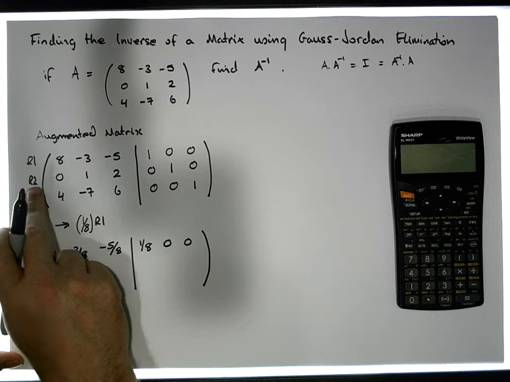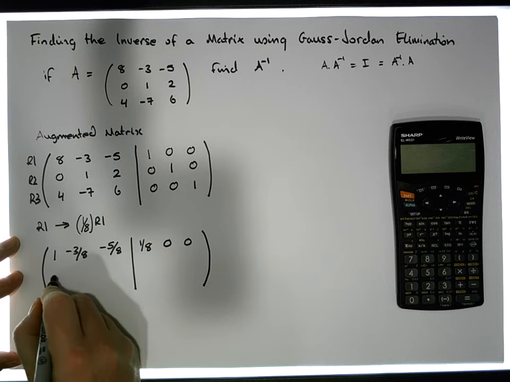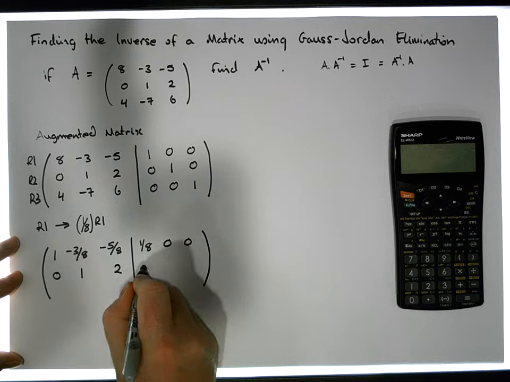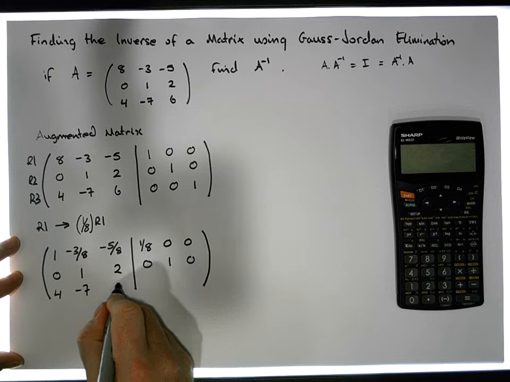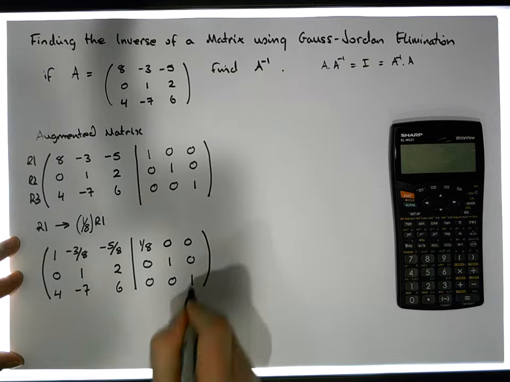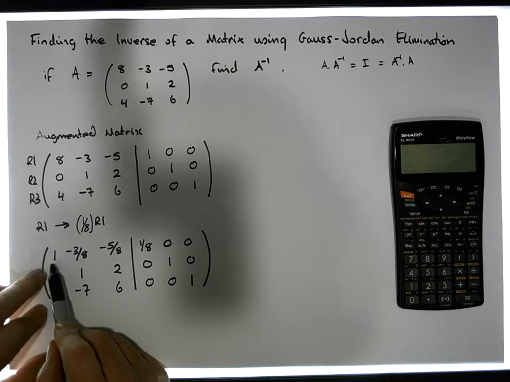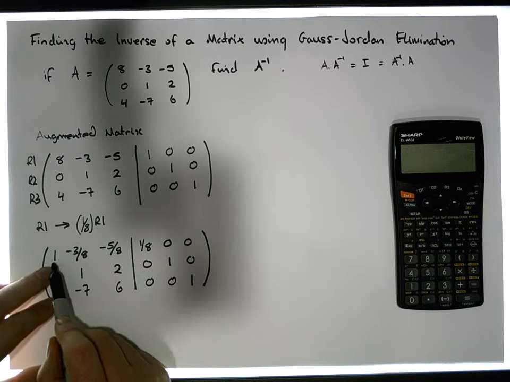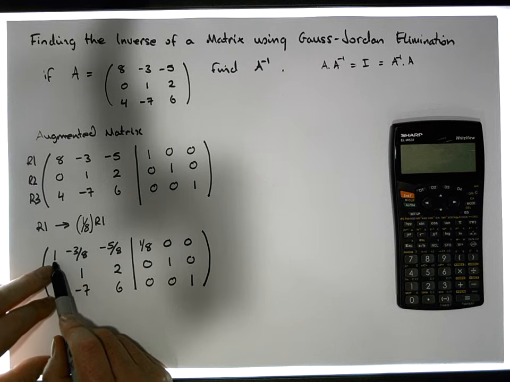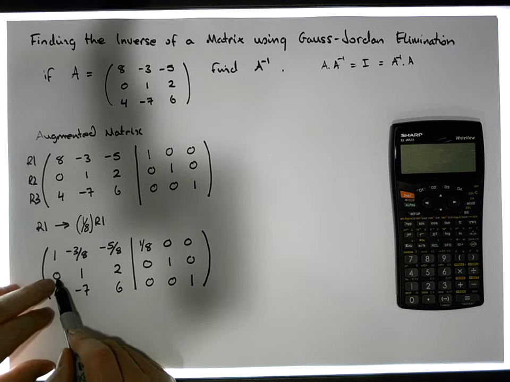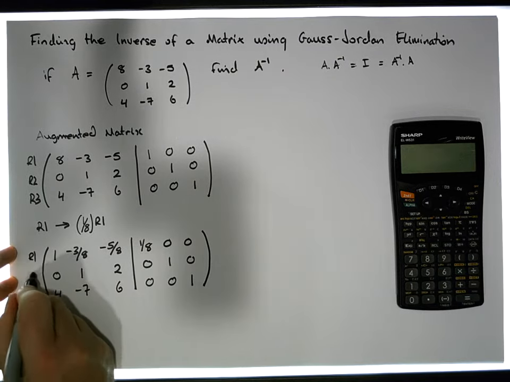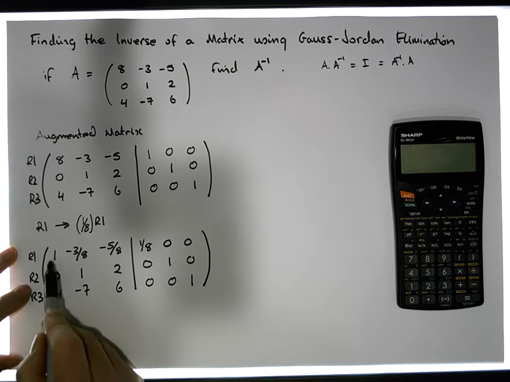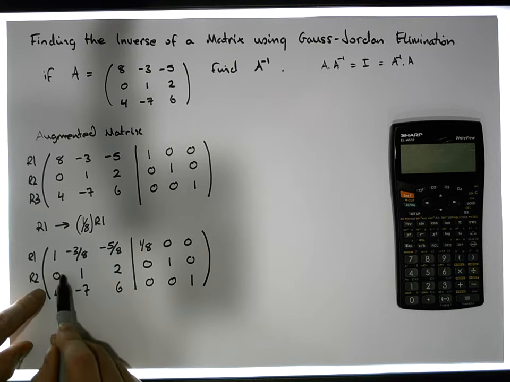We didn't do any operation on row 2 or row 3, so they remain the same. That remains as 0, 1, 2, 0, 1, 0, and 4, minus 7, 6, 0, 0, 1. Now that we've converted the first pivot point, the first entry on the first row, into a 1, we proceed through elementary row operations to convert every entry underneath this pivot point to a 0. Don't forget, this is row 1, row 2, and row 3. There's nothing that we need to do at row 2 at this point because it is currently a 0.